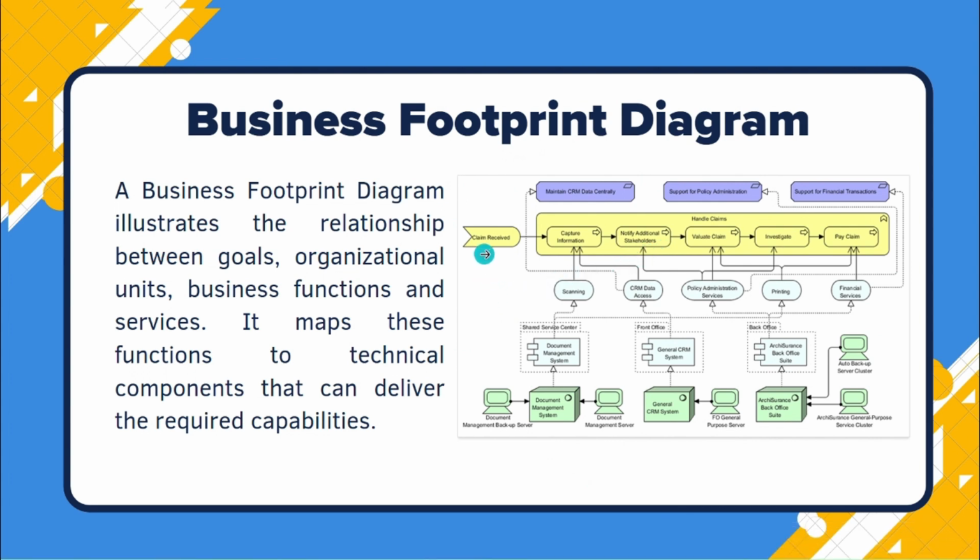Starting from the business event, claim received, then a business function, namely handle claims, which contains 5 business processes from capture information until pay claim. From the processes, application services can be mapped, such as scanning and printing. And then the application services can be realized with 3 application components. Each of these application components is supported by system software and devices.